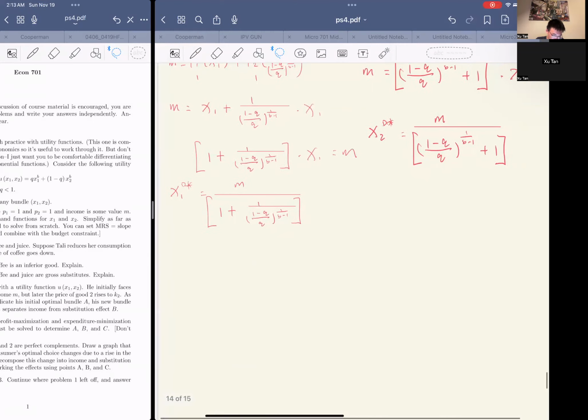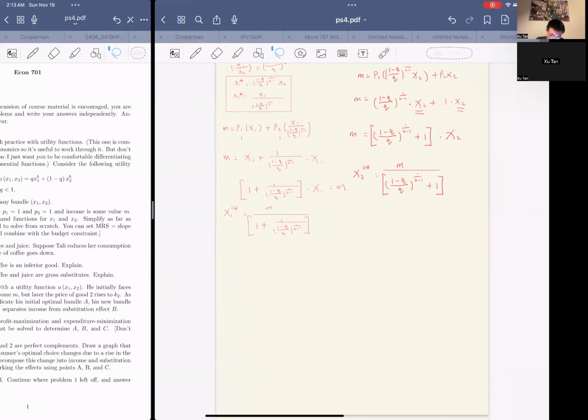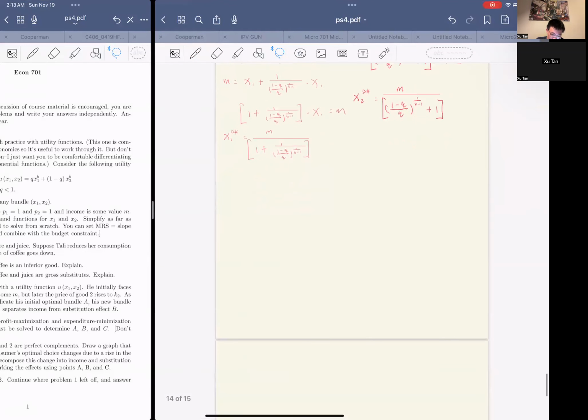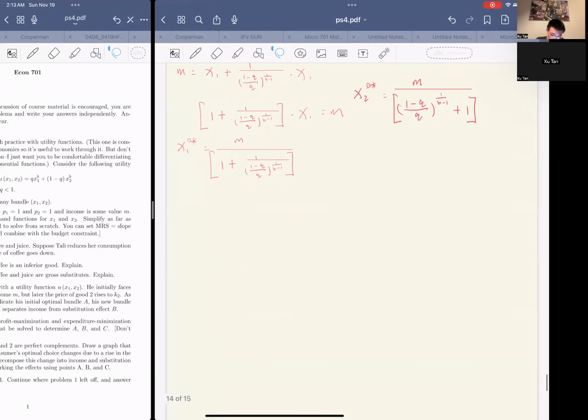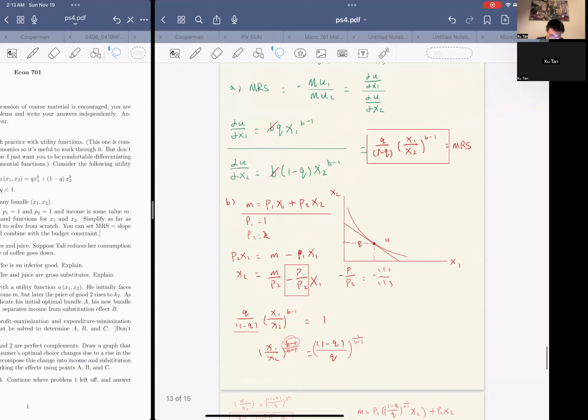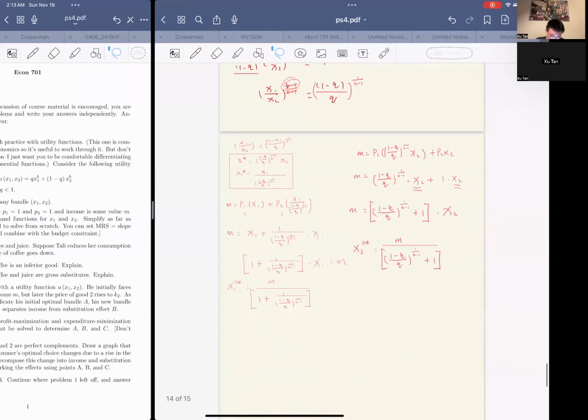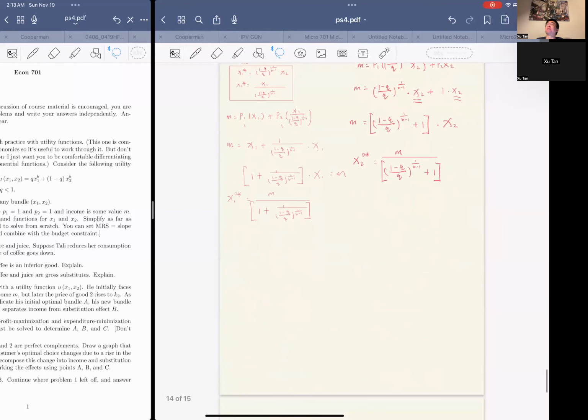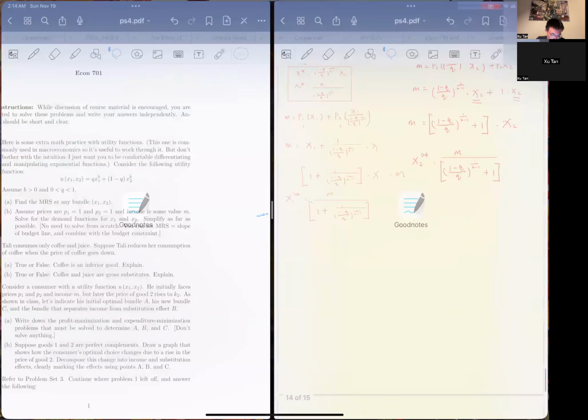That's it. That's how you find the demand for x1 and x2. Relatively painless. Okay, so let's keep going.